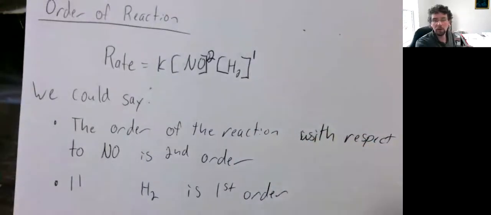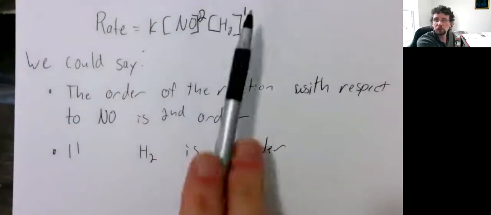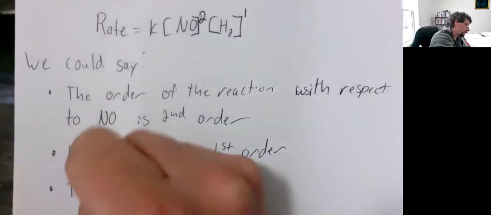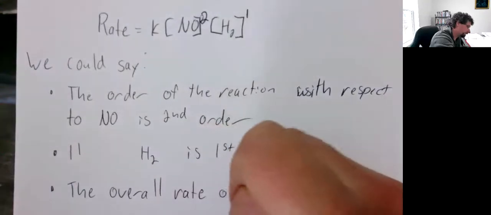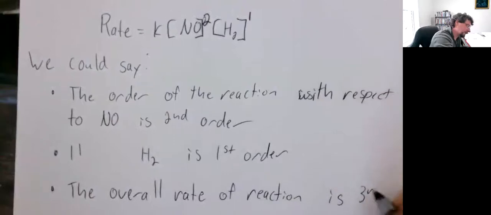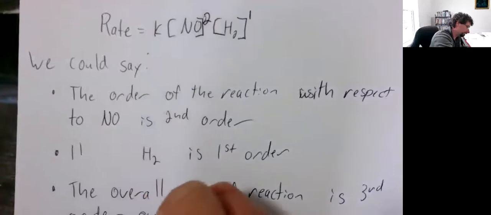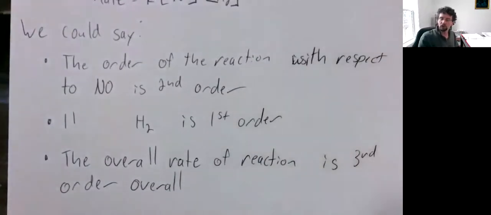Now, if we wanted to know the overall order of the reaction, that's where we add up all of these exponents. So 2 plus 1, we get 3. The overall rate of reaction is third order overall. So when we're discussing the overall order, it's all of the individual orders added up.